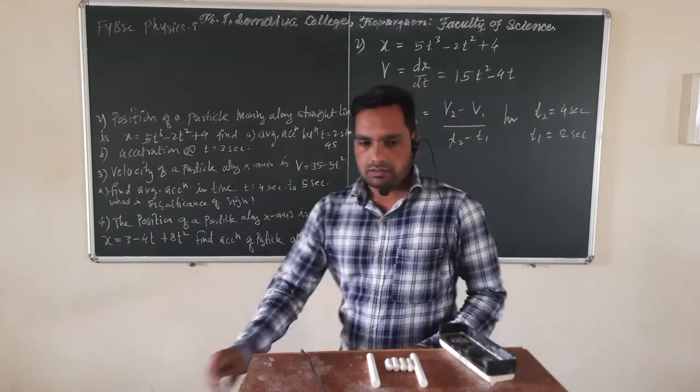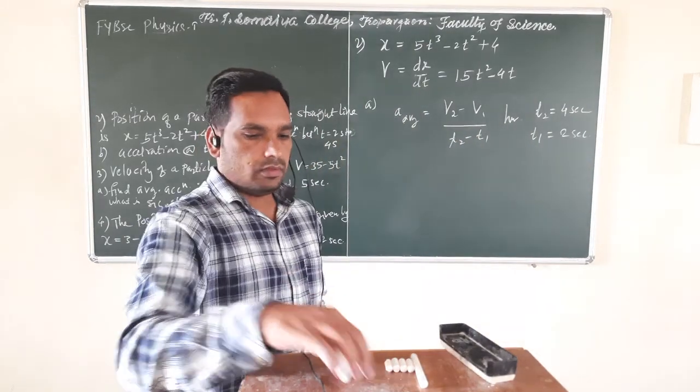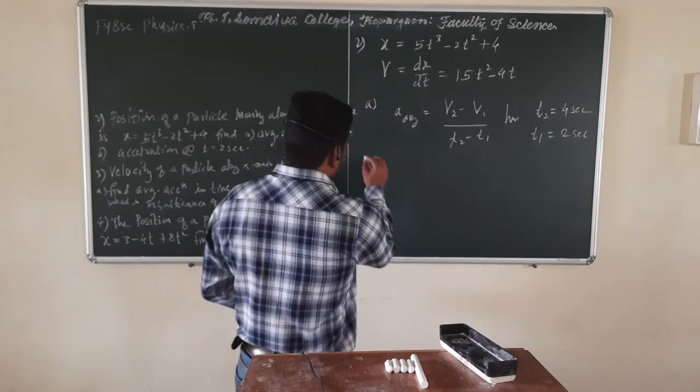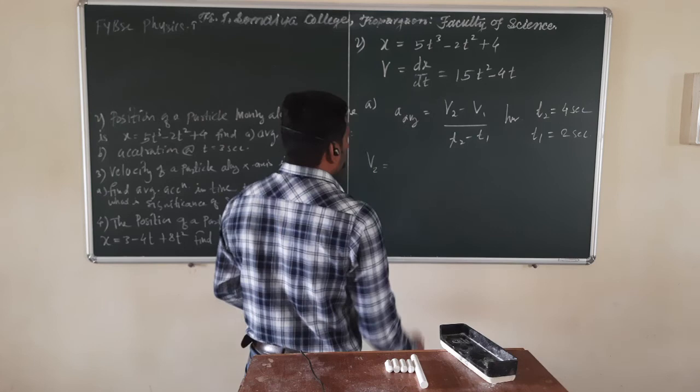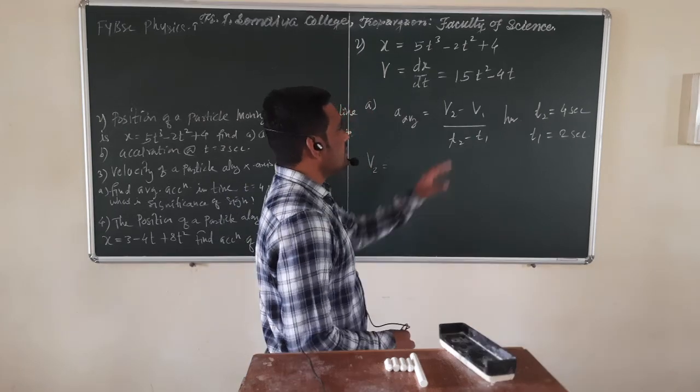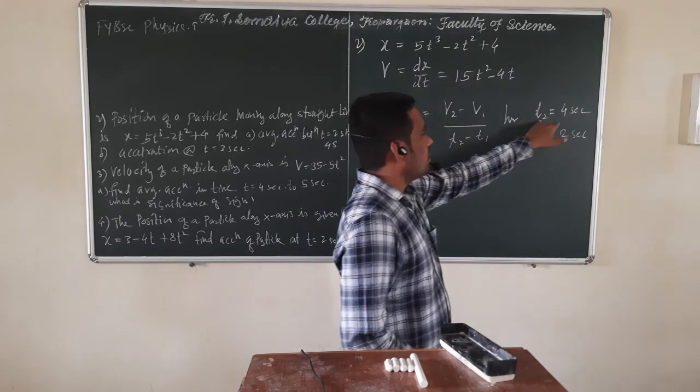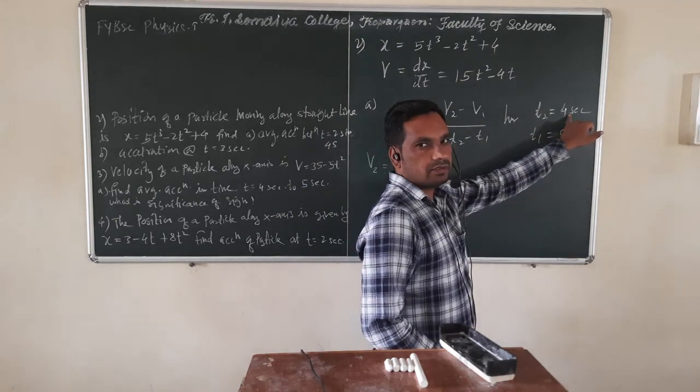Okay, now to find the equation for average acceleration, v2 is equal to, see, in this equation we have to put time t equal to 4 seconds.